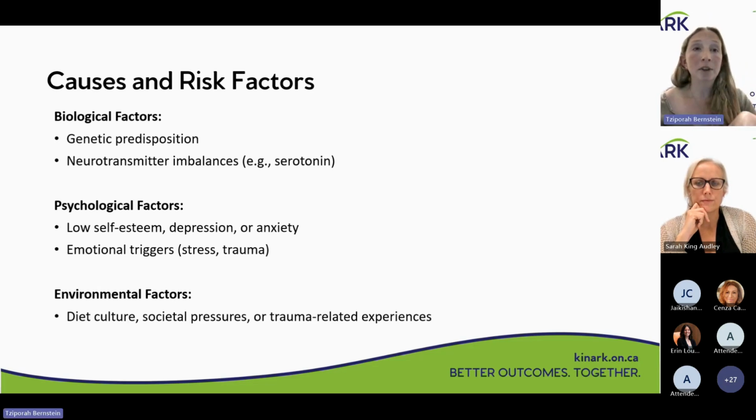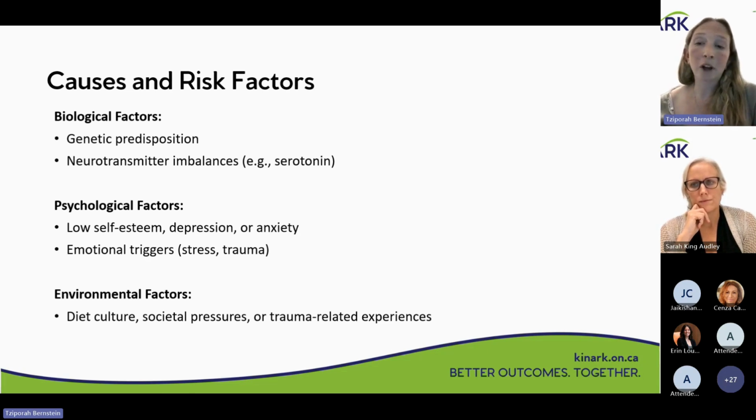So again, these causes and risk factors. Biological: there could be a genetic predisposition, there could be imbalanced hormones in the brain and neurotransmitters. Psychological factors could be emotional triggers, which are a really big one. So if there's stress, if there's trauma, if there's any other type of mood or anxiety disorders present, low self-esteem, diet culture and societal pressures, or trauma-related experiences.